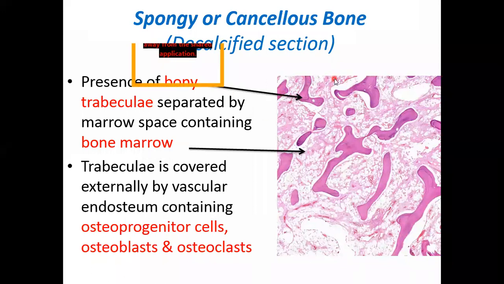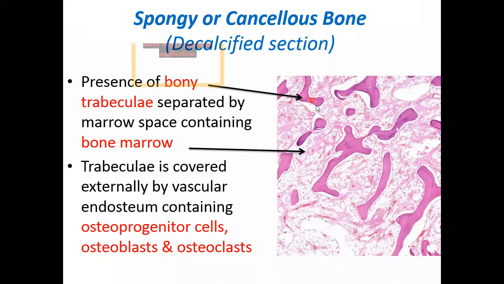Since bone is very hard, we have to first do decalcification, and then we stain it with hematoxylin and eosin. Then we get this pink and blue appearance. Anyway, spongy bone is seen as a decalcified section because it's softer. Now, what do we see here?